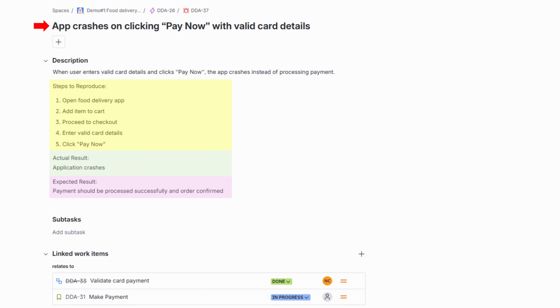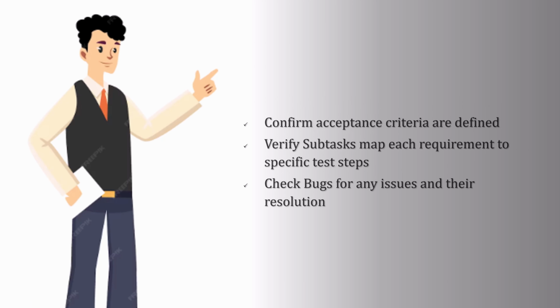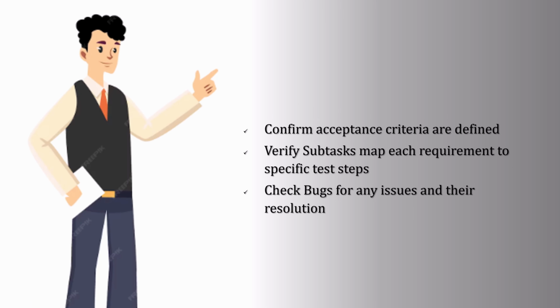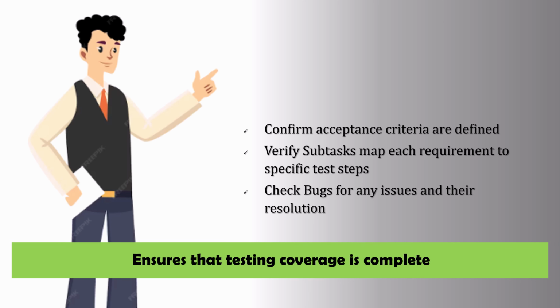For each bug, examine the steps to reproduce, actual versus expected behavior, and the current status like open, in progress, or done. This creates a full traceability chain from the requirement to test, then to defect, and to its resolution. Repeat this for other stories. For each story under the epic, confirm the acceptance criteria are defined, verify the subtasks, map each requirement to specific test steps, and click bugs for any issue and their resolution. Navigating this way ensures that every requirement is accounted for and testing coverage is complete.